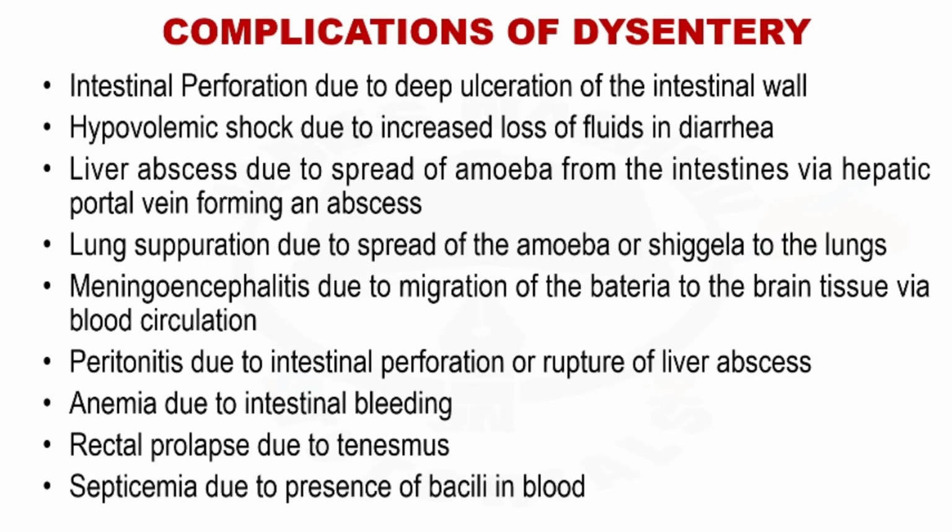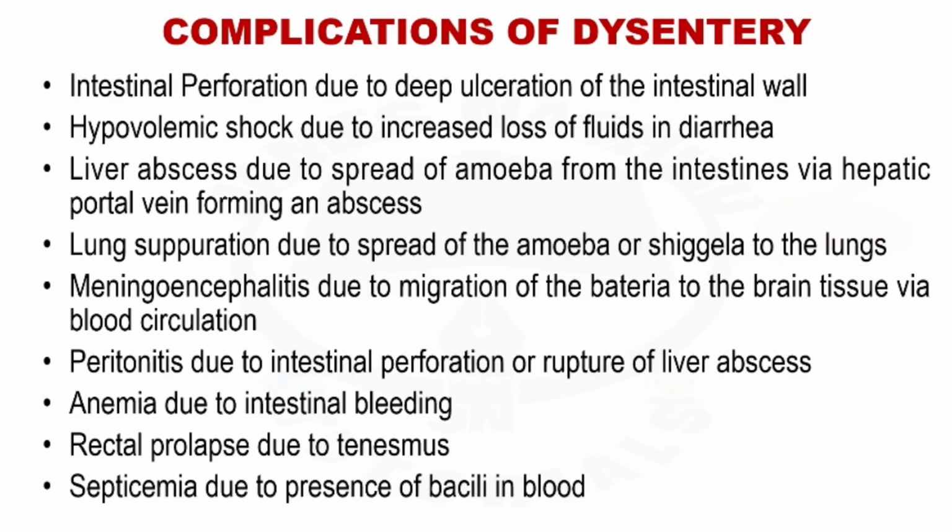Then another complication is lung suppuration, which is due to spread of amoeba or Shigella to the lungs. Once they gain access to the bloodstream, they can also spread to the lungs, causing lung suppuration. Then meningoencephalitis, which is due to migration of the bacteria to the brain tissue via blood circulation. Once they enter the bloodstream, this bacteria or the amoeba may start moving into the brain tissue and may cause meningoencephalitis. And there can also be peritonitis, which is due to intestinal perforation or rupture of liver abscess.